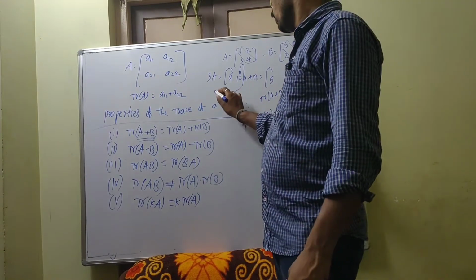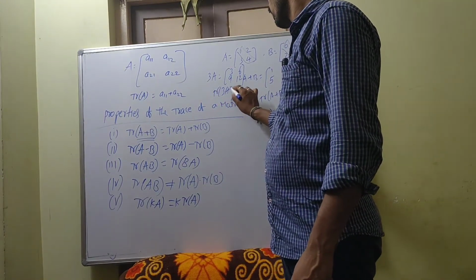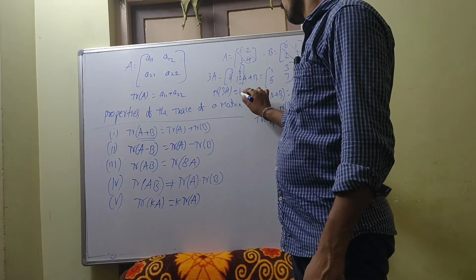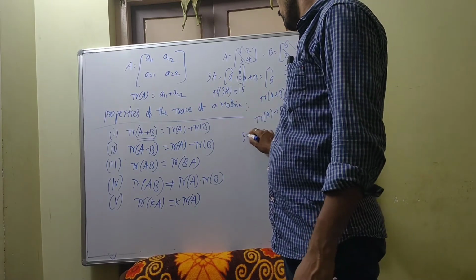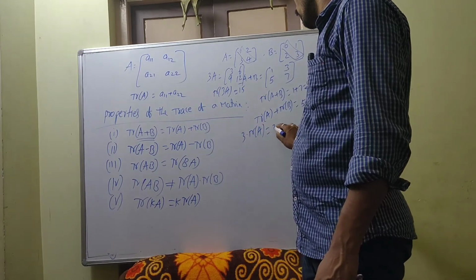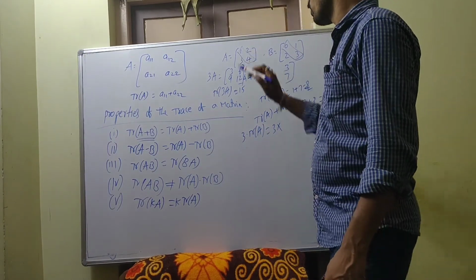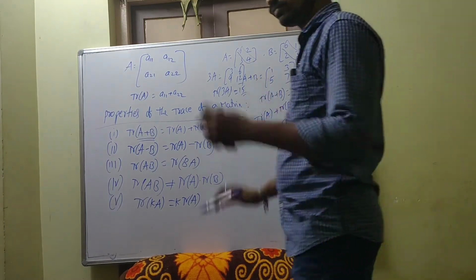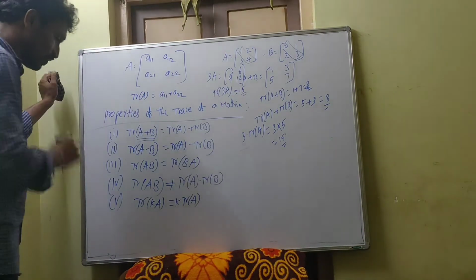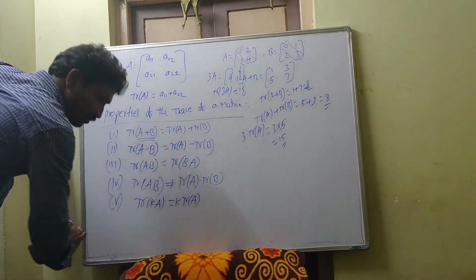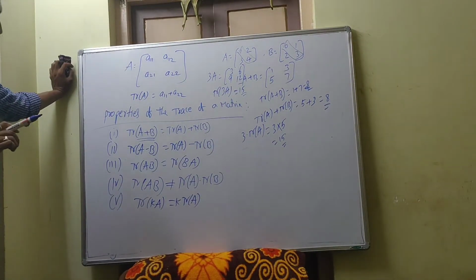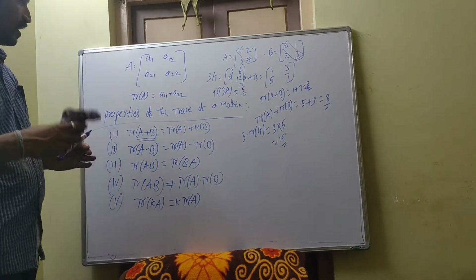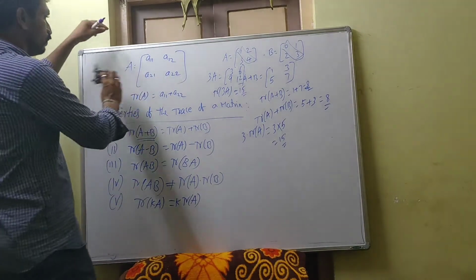Okay. See, what is trace of 3A? Trace of 3A is equal to 3 plus 12, which is 15. Individually, you go for 3 into trace of A. What is trace of A? 1 plus 4, 5. 3 5s are how much? 15. Both give the same answer. Okay. You just remember these 5 properties. Next, I will explain one problem based on this.